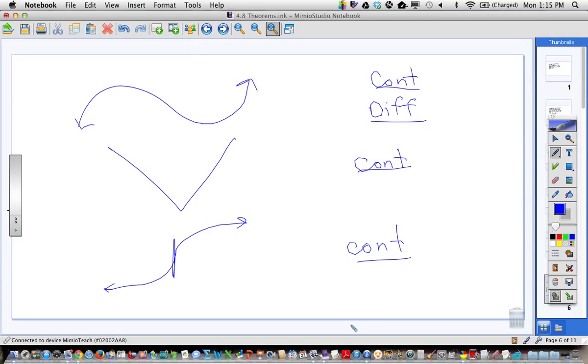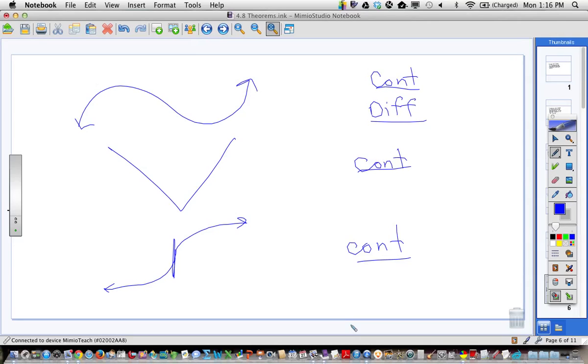Sometimes they'll say smooth for differentiable, but I don't like that because this graph looks smooth to me. But it's not differentiable because it's got that vertical tangent. So sharp points, vertical tangents, not differentiable. One like this would be both. So these functions are all continuous, but these two are not differentiable. Okay.